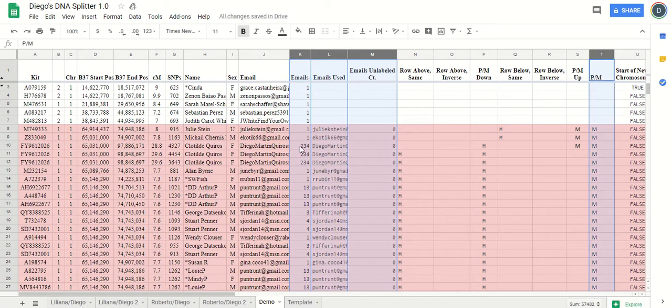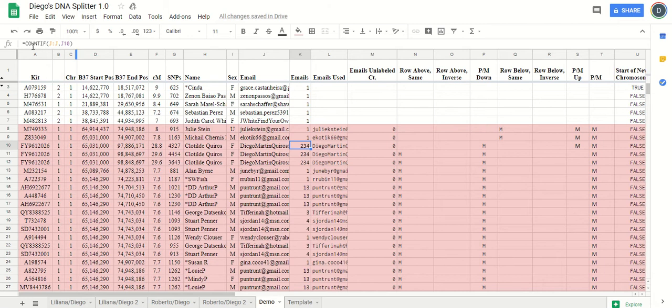So the way that it works is this formula counts how many times this email shows up in the column. So J:J, J represents the entire column and J10 is the email. So if you look at the email within the column, how many times does it show up? And it's 234 times. So there are 234 segments associated with this email.